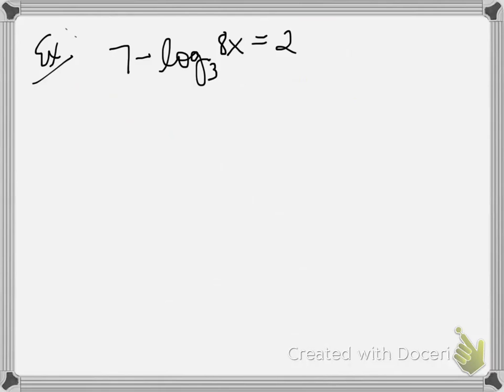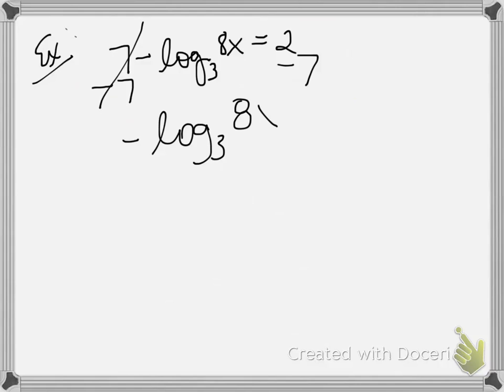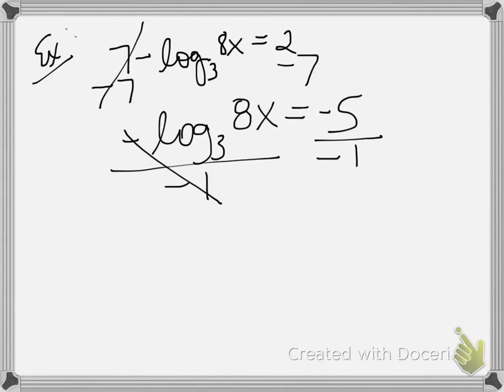All right, for this next example, the logarithm is not by itself, so I have to begin by getting rid of the 7. So I subtract 7 on both sides, notice that that does leave the negative. So now I have negative log base 3 of 8x equals -5. I still can't do anything with this because I still have to get rid of the negative. So I'm going to divide both sides by -1, so now I have log base 3 of 8x equals 5.